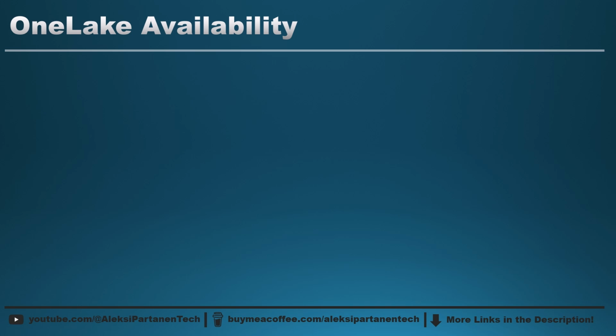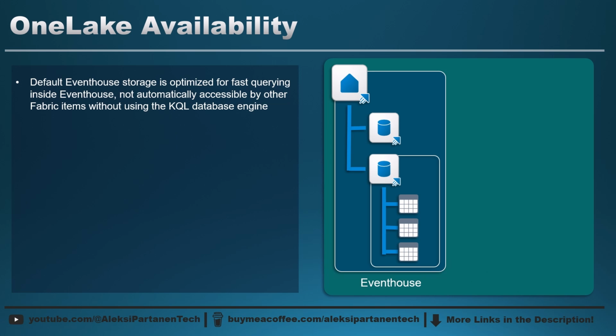By default, when you ingest data into Eventhouse, it is stored in a format that is optimized for very fast KQL querying. However, this default storage is not automatically accessible by other Fabric engines like Warehouse or Spark. And if you would like to query the data in an Eventhouse or a KQL database using, for example, a data pipeline or a notebook, it would have to use the KQL database engine for accessing the data, since it is not in a native format, for example, for Spark to read. OneLake availability solves this problem.